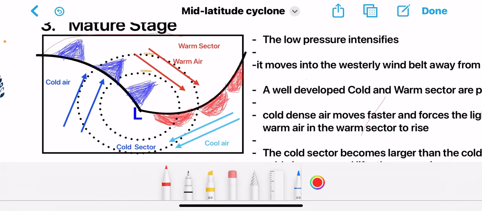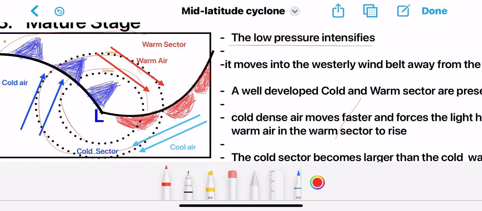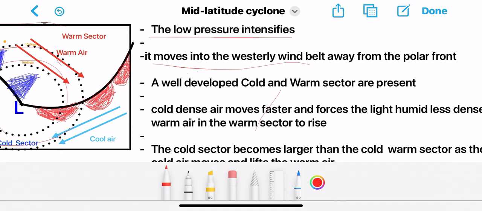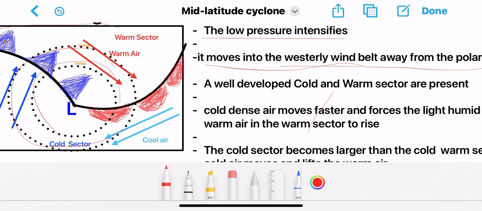Now let's continue. The low pressure intensifies. As you can see, the isobars are beginning to gain what? To gain momentum. It moves into the westerly wind belt away from the polar front. Remember I said the mid-latitude cyclone, on the characteristics, it is steered by what? By the westerlies. It moves from what? From west to east, because it is driven and or steered by what? By the westerlies, or pushed by the westerlies.